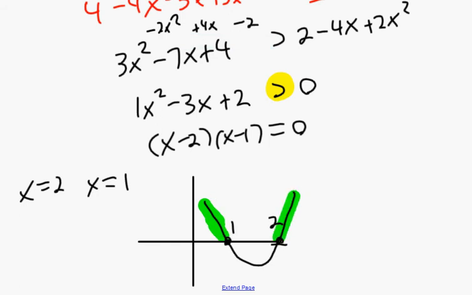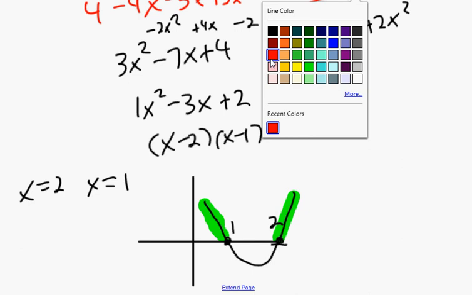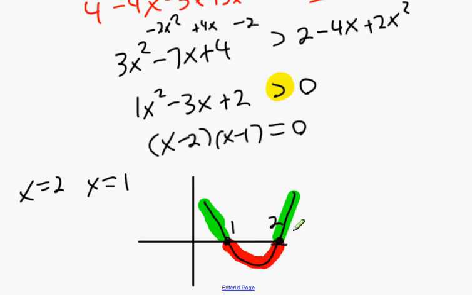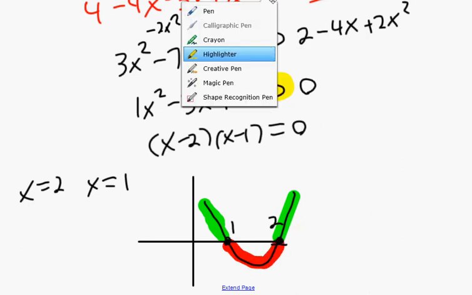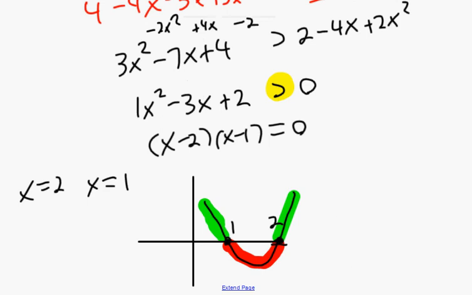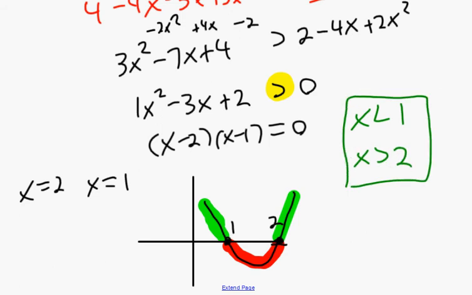Here and here. But it doesn't happen... Oh, there we go. Yeah, it doesn't happen there. Okay, so what we say is that x has got to be smaller than 1, but bigger than 2. And that's our answer.